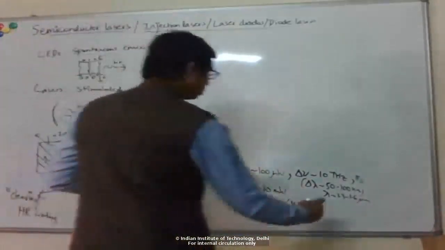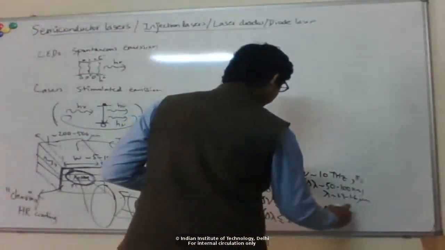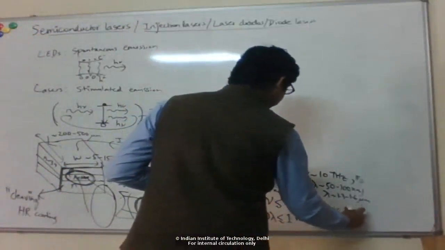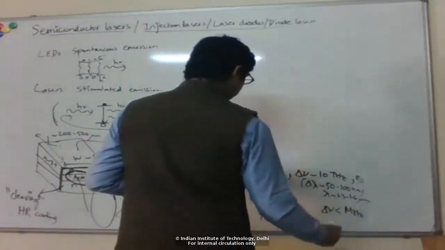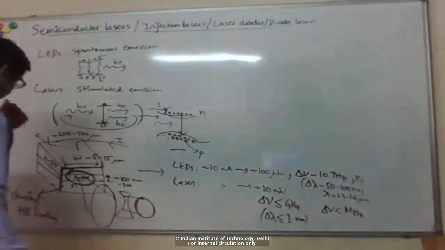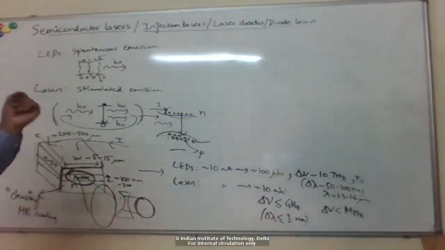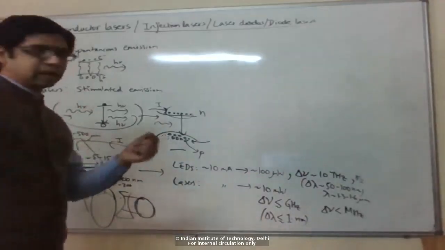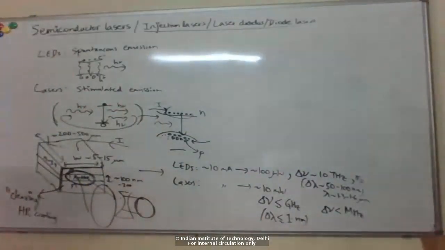So basically line width less than megahertz, by again doing some tricks that we'll see. So the spectrum coming out is almost just a single frequency.